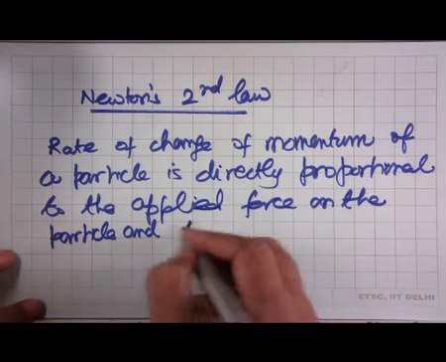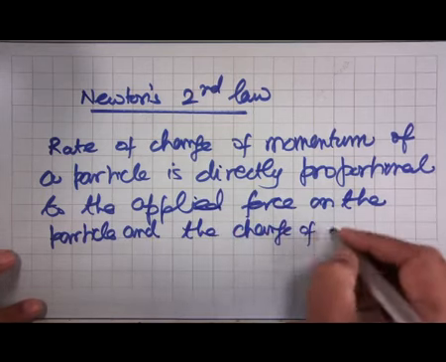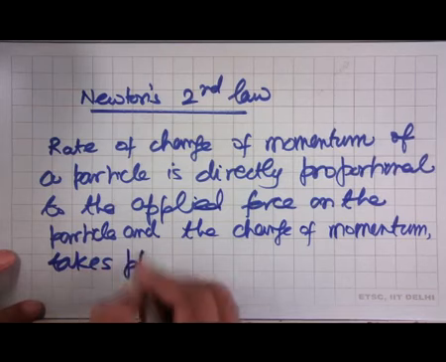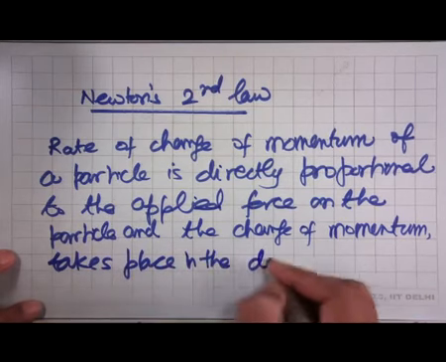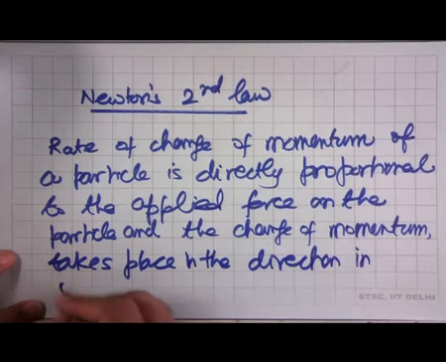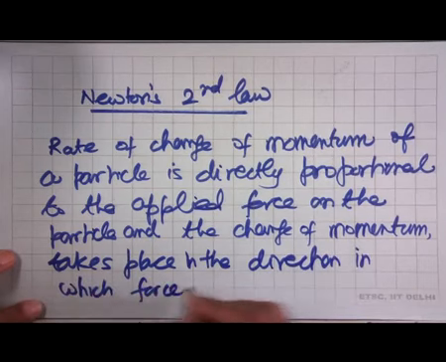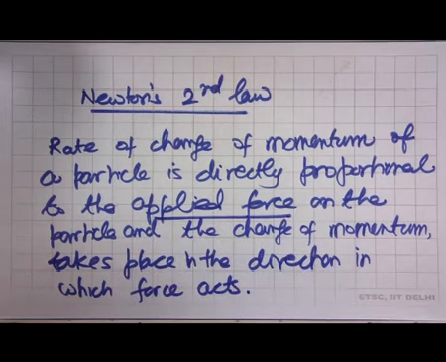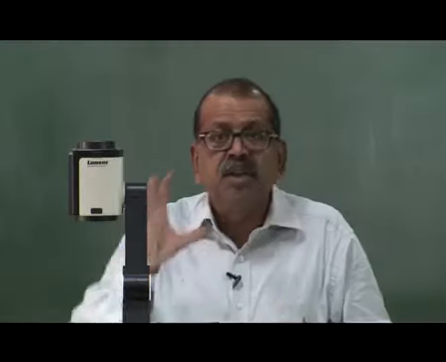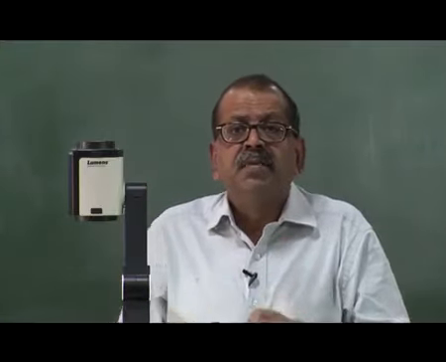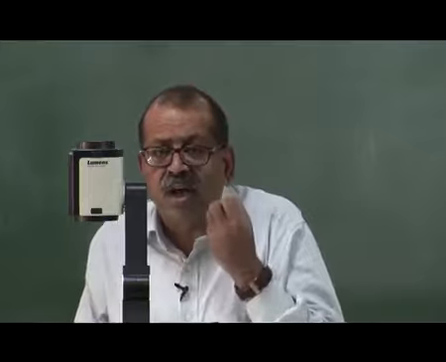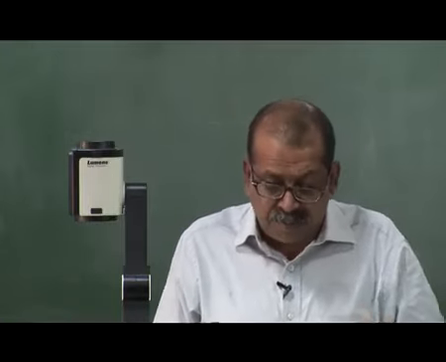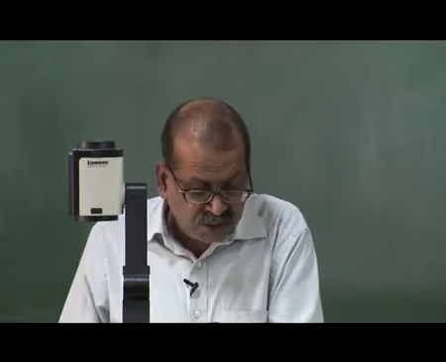and the change of momentum, being a vector quantity, since momentum is a vector quantity, it takes place in the direction in which the force acts. Now notice this force which we are talking of is applied on the body. So this is an external force on the body, and we apply a force on the body, and that causes a rate of change of momentum, and the rate of change of momentum is directly proportional to the applied force. And this is Newton's second law.